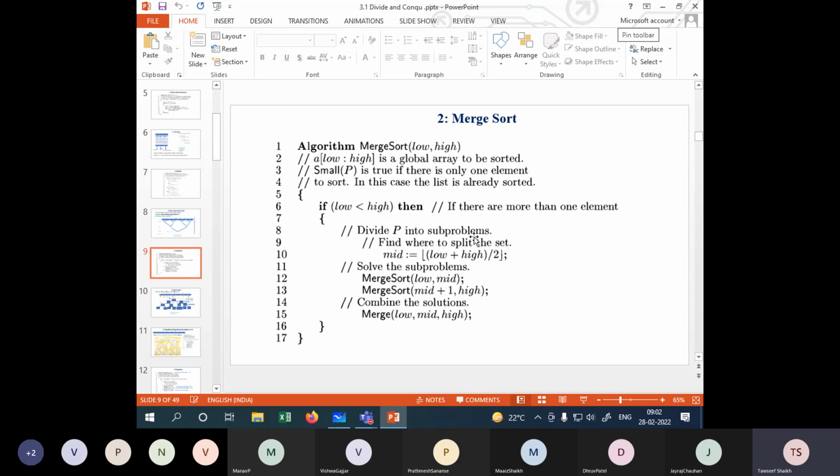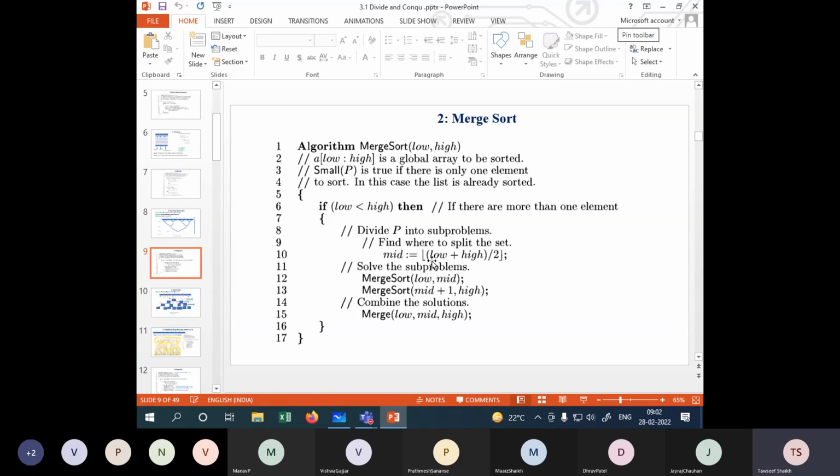And once it is a big problem, we split it. This is what the divide and conquer approach actually does. It breaks a big problem into multiple small problems, and then solves each and every small problem, finds its solution and combines. So how we divide it is that we find the mid of this array using this formula, and then we again call merge sort recursively.